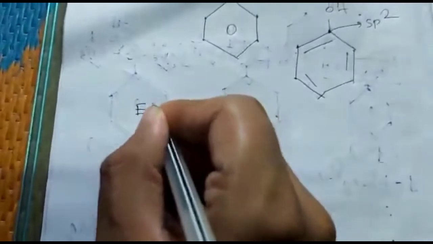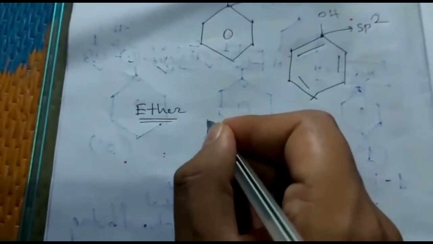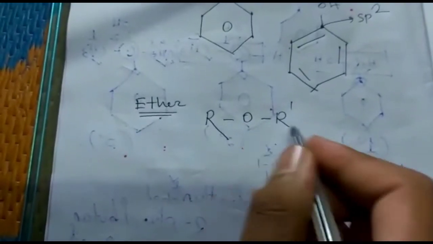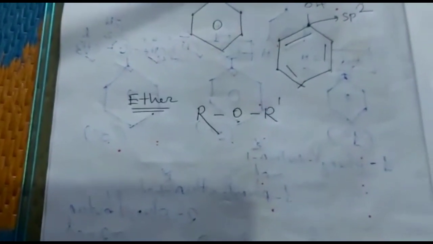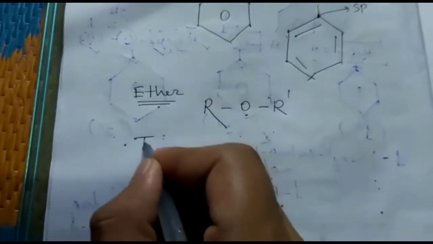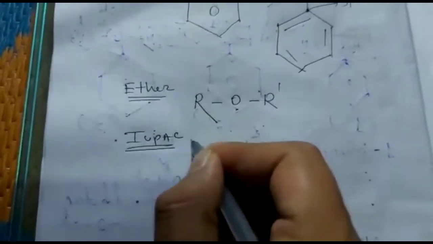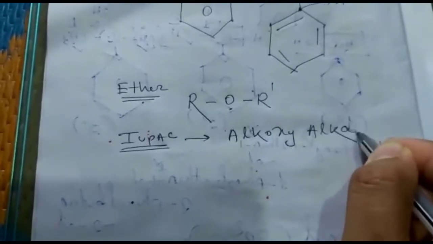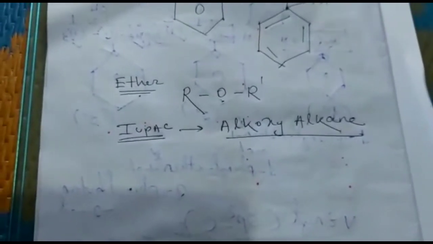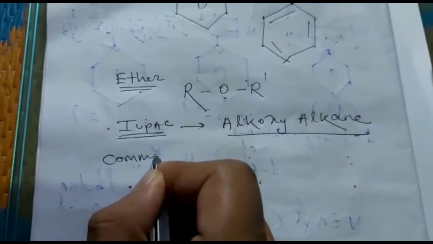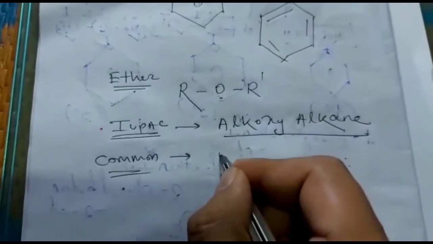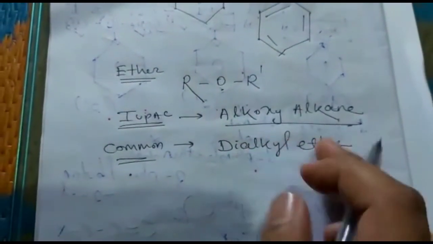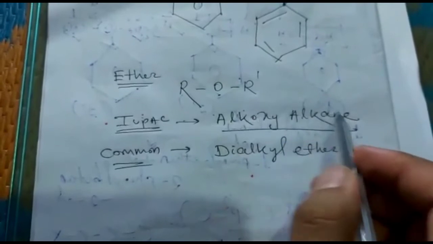Then come to ether. Ether also we have discussed. What is the general form of ether? That is R-O-R'. Two alkyl groups are attached, and in between the two alkyl groups one oxygen is present. What is the IUPAC name of ether? That is alkoxy alkane. This is the IUPAC name. And what is the common name of ether? The common name is dialkyl ether. Okay, dialkyl ether is the common name and the IUPAC name is alkoxy alkane.